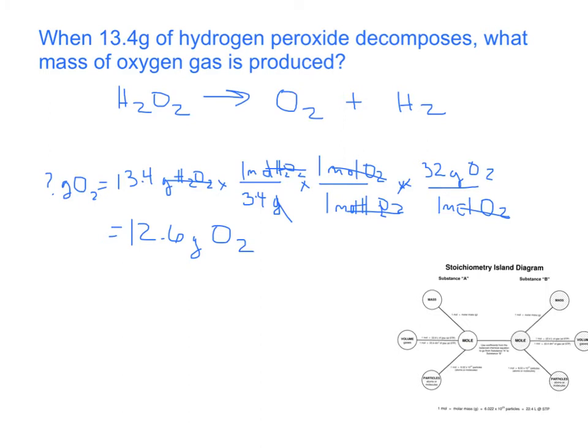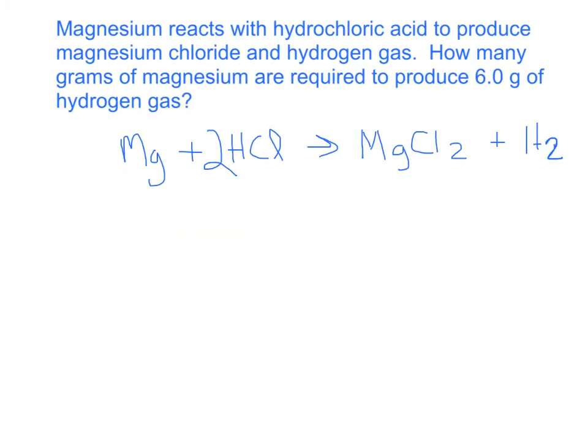Let's look at another problem. Okay, so here's a metal reacting with hydrochloric acid. Typical result is always the salt of the metal and hydrogen gas. So we are given an amount of 6 grams of hydrogen gas, and we're asked how much magnesium you would have to react to come out with 6 grams of hydrogen. So how many grams of magnesium equals 6.0 grams of hydrogen?